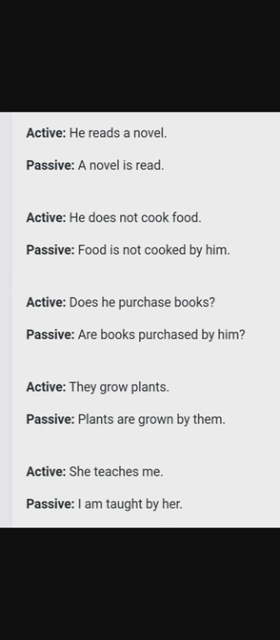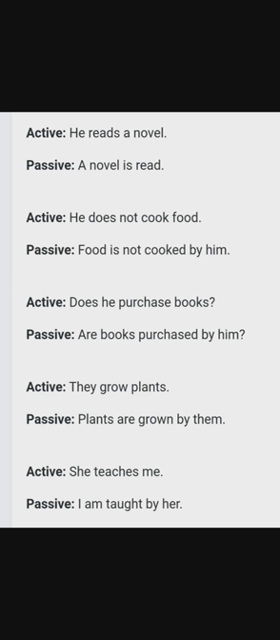So what will we use out of is/am/are? Is will not be there because is is for singular. So we will use are, because books are plural. And then the third form of the verb, purchased. Then he goes to the object, it becomes him. And then by. They grow plants. So it will now become plants are grown by them.